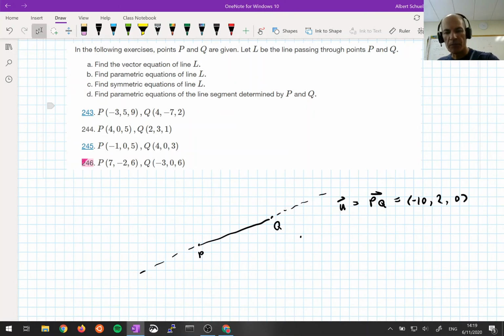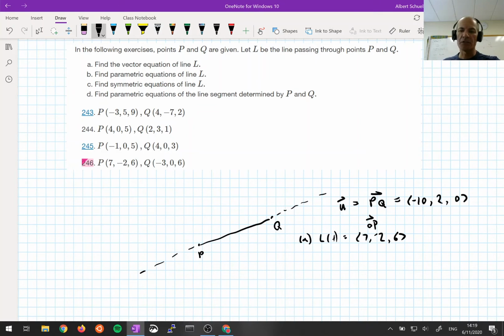And to write the vector form, part A, the vector form is just L of t, and we'll take the vector whose tip is at 7, negative 2, 6, like that. That's P, secretly P there, or OP if you prefer the vector from the origin to P, plus t times u, which is negative 10, 2, and 0. And this is what we call the vector equation. The parametric equation is what you get by extracting the coordinate formulas for each of these.